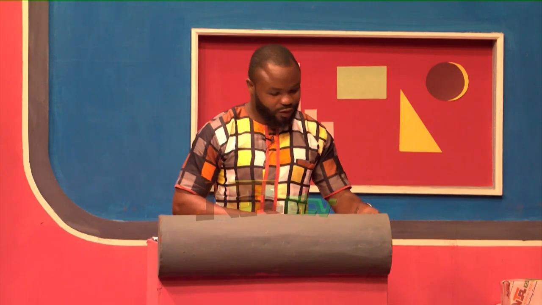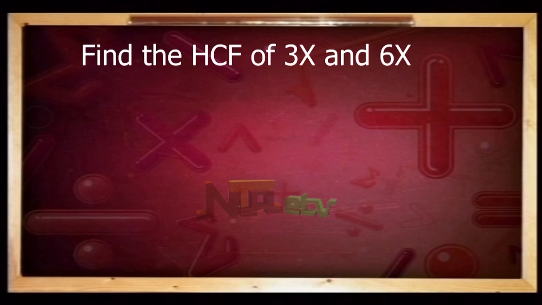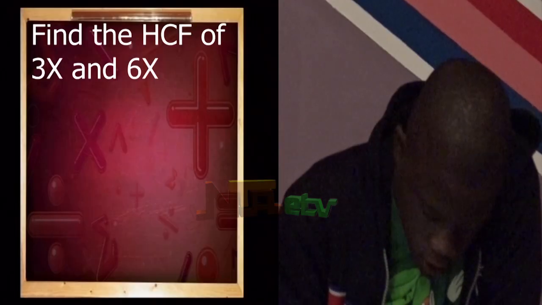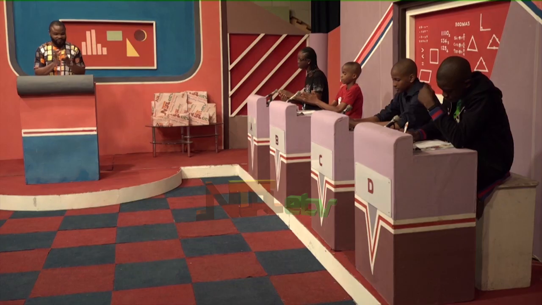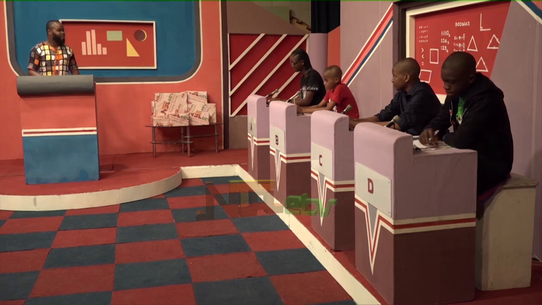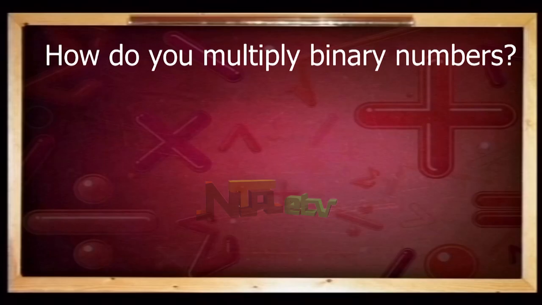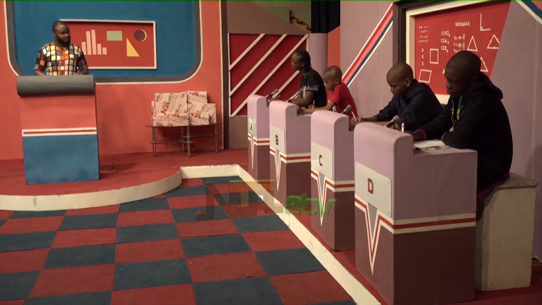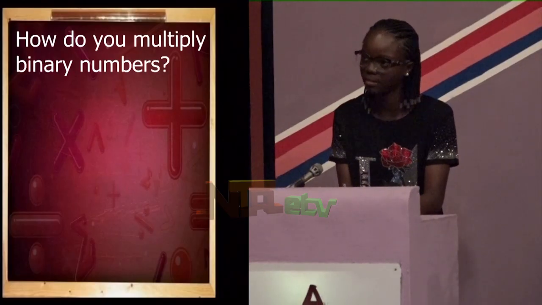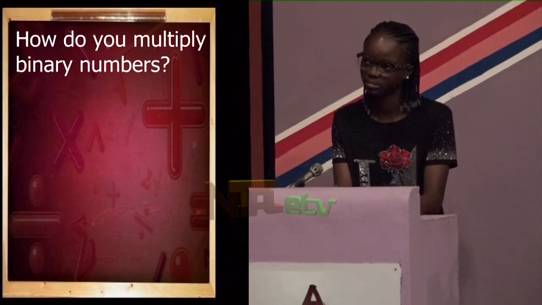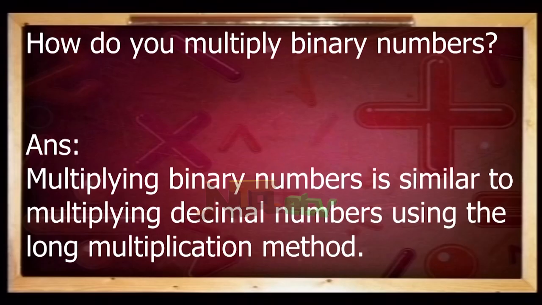Contestant D, your question. Number 7. Find the HCF of 3x and 6x. 3x. Say again? 3x. 3x is correct. And now we're back to contestant A, your question. Question 6. How do you multiply binary numbers? By multiplying each number times the base with their power. And your time is up. That wasn't the right answer. Multiplying binary numbers is similar to multiplying decimal numbers using the long multiplication method.